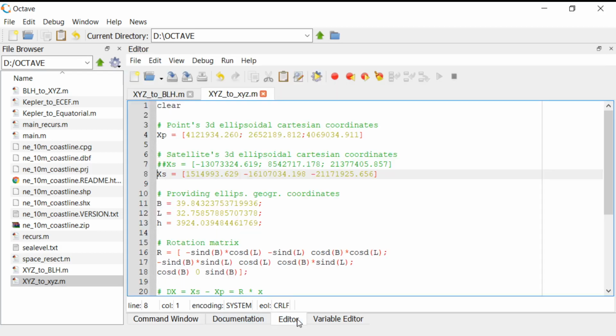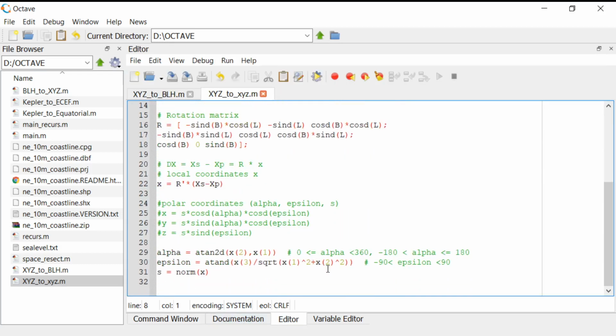Now let's see where these satellites really are. For example, on the Earth's surface, let's try to plot the footprint of the satellite on a map.